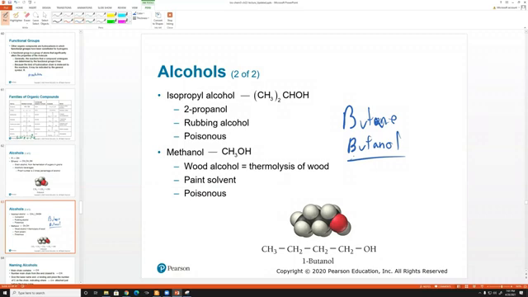There's not much more than that. Here's an example: isopropyl alcohol, otherwise known as 2-propanol. Let's write that one because that's important. 2-propanol means propane, carbon, carbon, carbon, with an OH group. This is carbon number 1, carbon number 2, carbon number 3. 2-propanol means the OH is not on the end, it's in the middle at position 2. So this is 2-propanol.